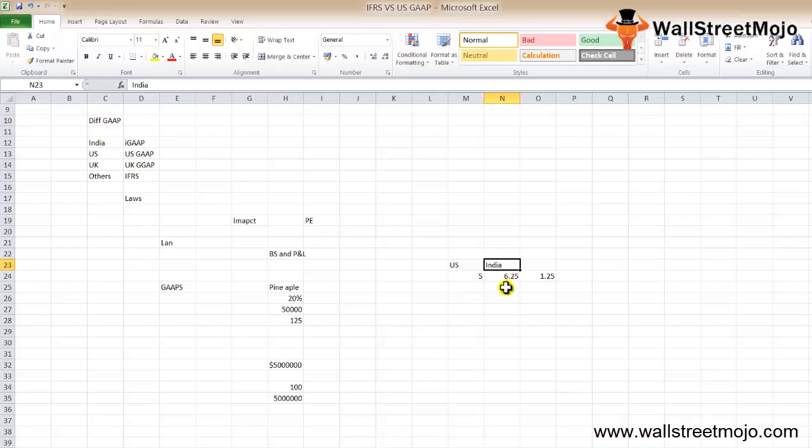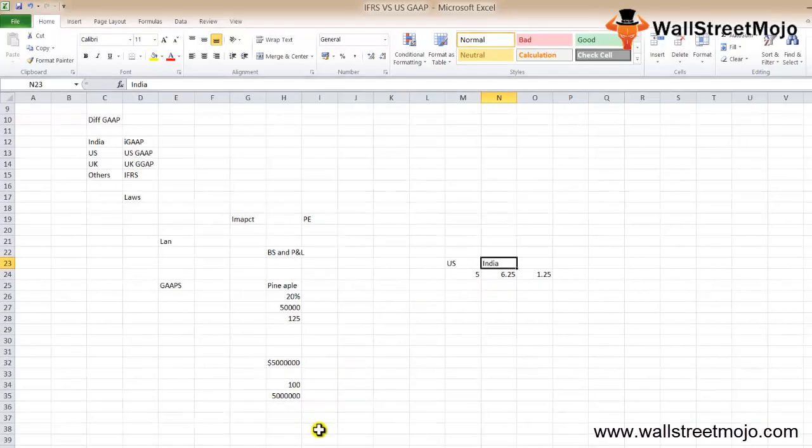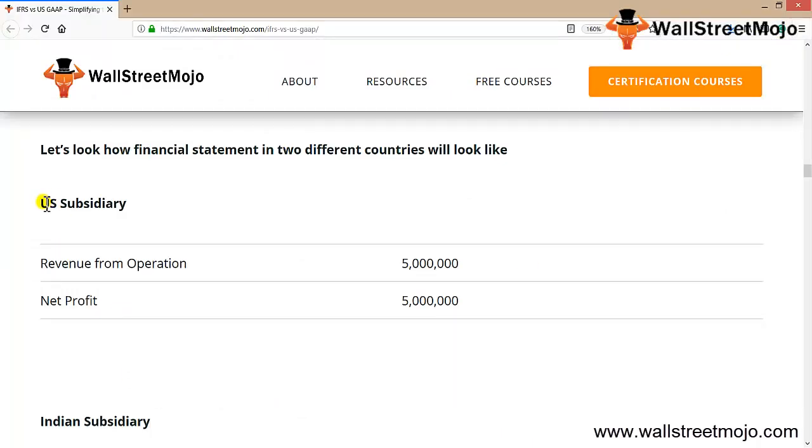Let's look at how the financial statements in the two different countries will look. The first is the US subsidiary. In case of the US subsidiary, the revenue from operations will be shown as 5 million. So, net profit will also be 5 million.